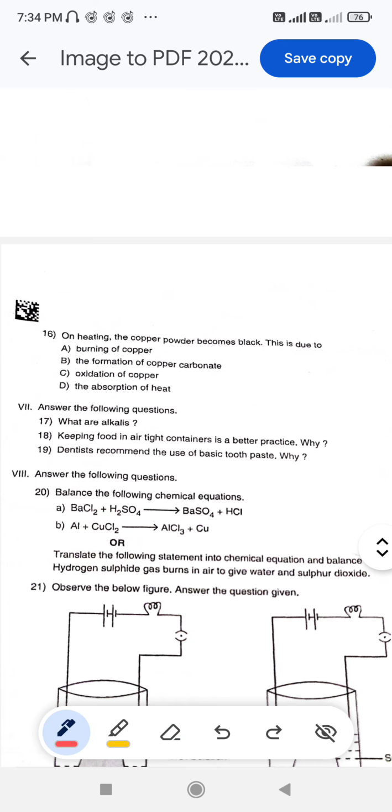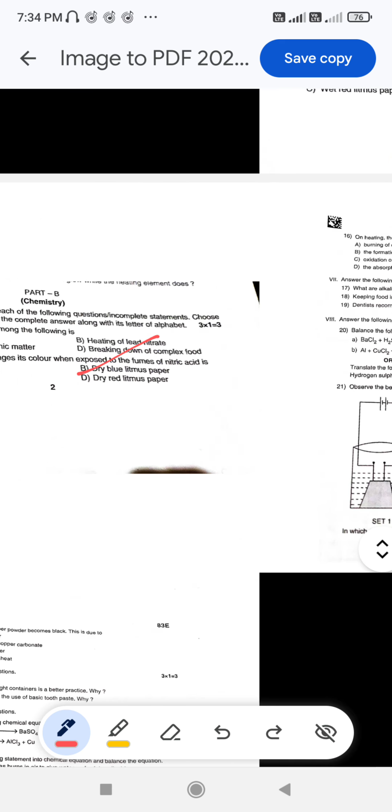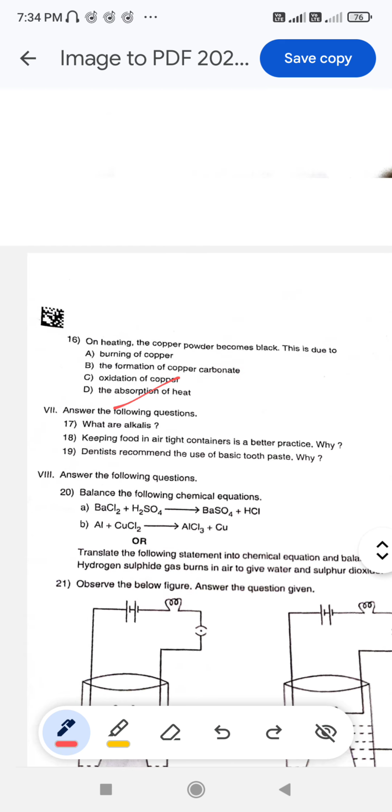Okay, next question. Answer the following questions. What are alkalis? What are alkalis? Alkalis means the bases which dissolve in water, right? The bases which dissolve in water are known as alkalis. What is an alkali? The bases which dissolve in water are called alkalis, right?